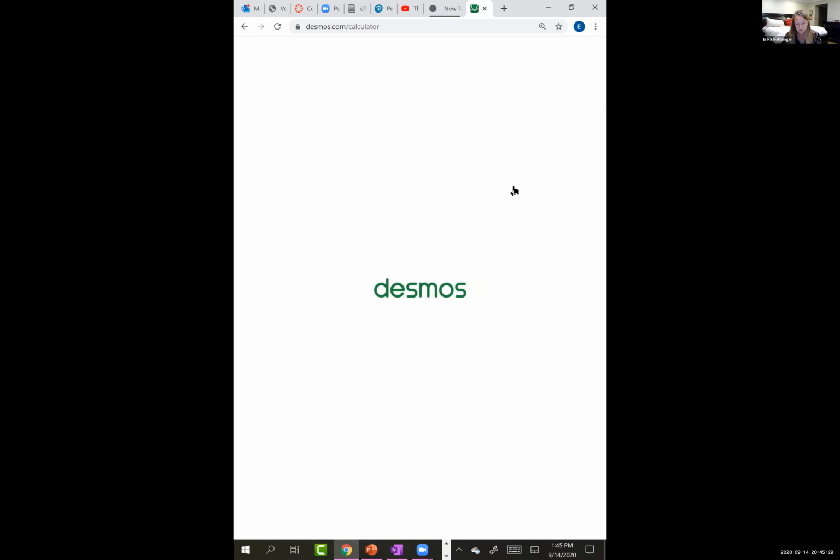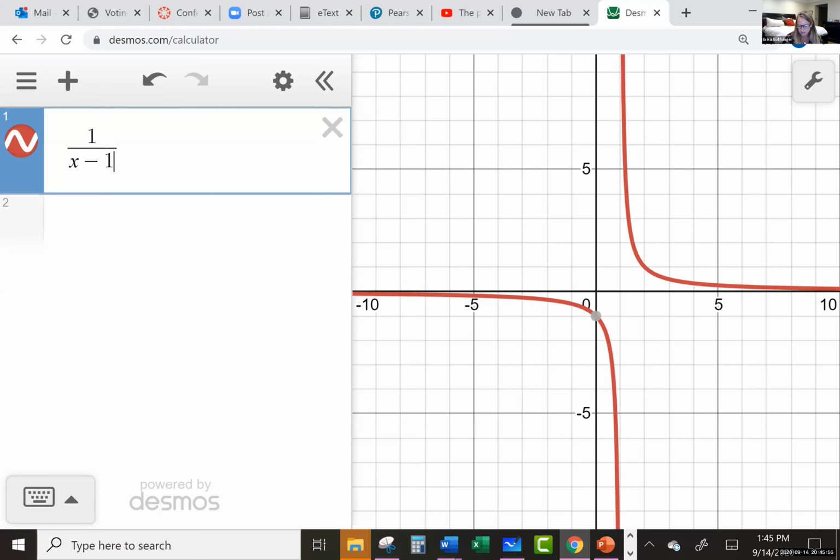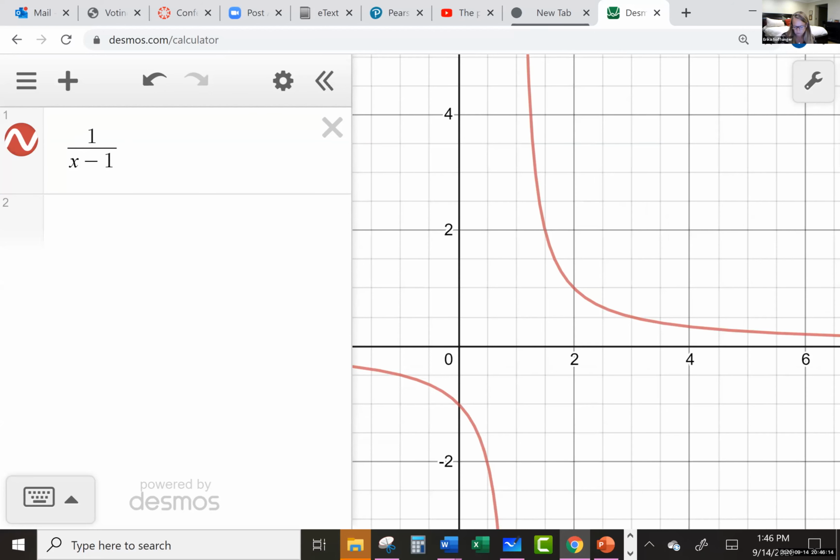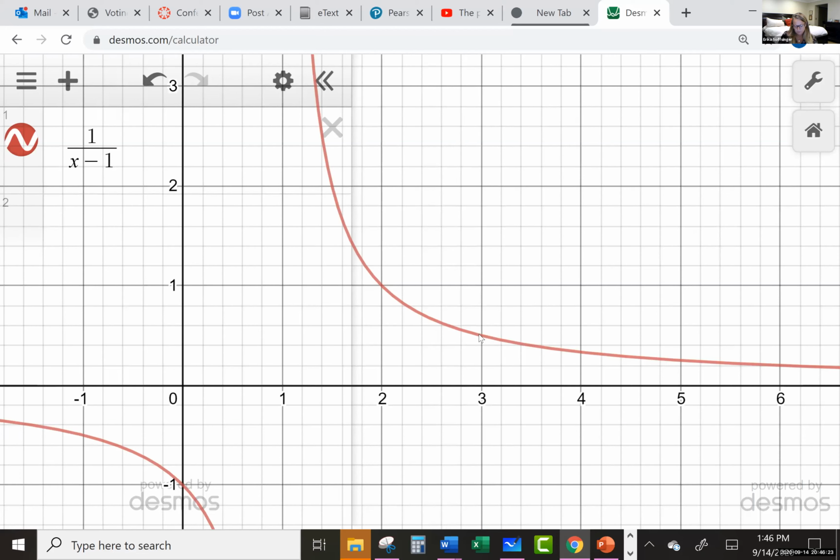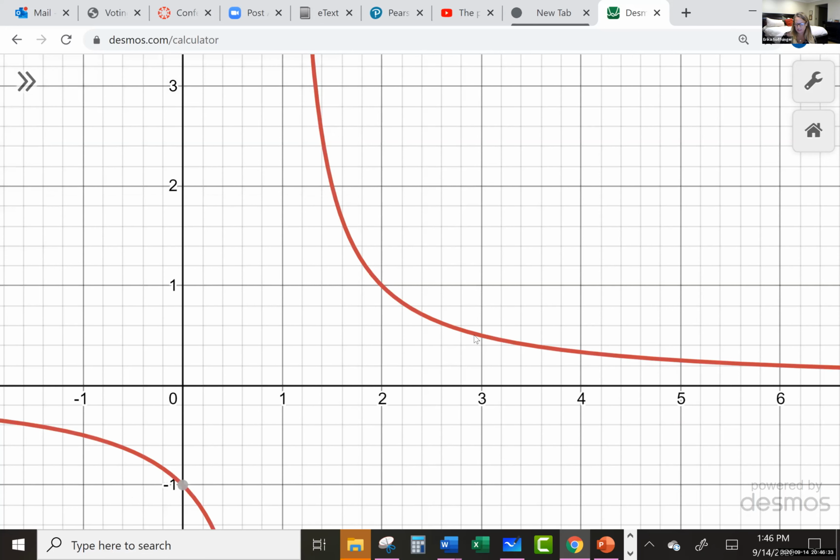Hopefully it will rotate. There we go. Okay, so we have a function, y equals 1 divided by x minus 1. And we were looking at what was happening when x was equal to 3. My computer's freezing. If we're looking at x equals 3, which is right here, notice that the slope is decreasing. And it's not decreasing very fast. We got that it was decreasing at negative 1/4.